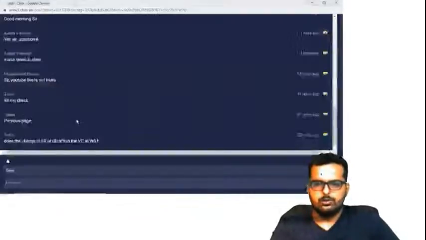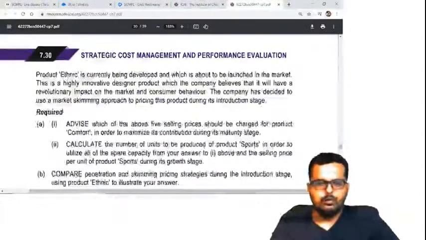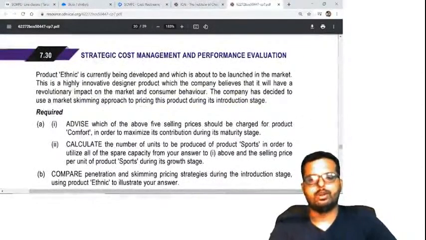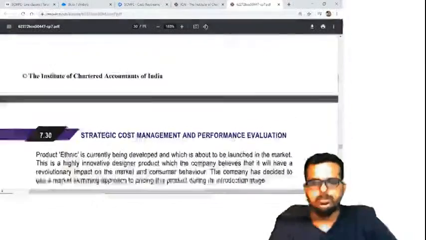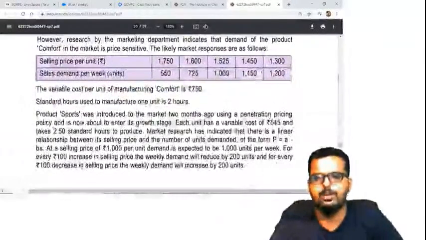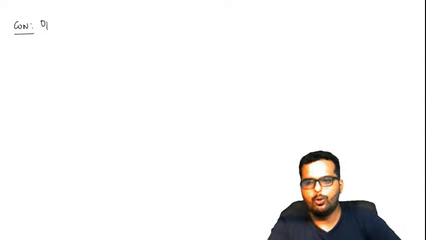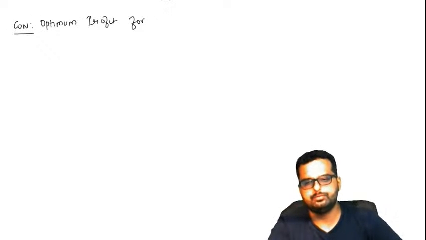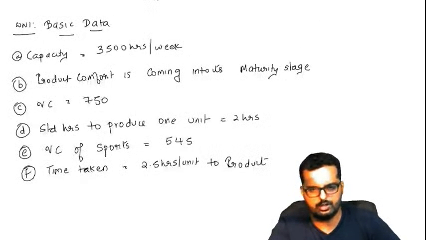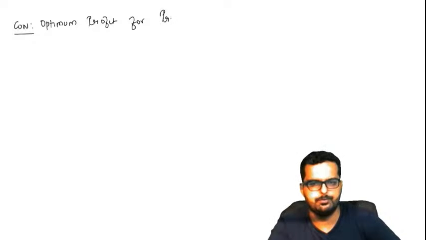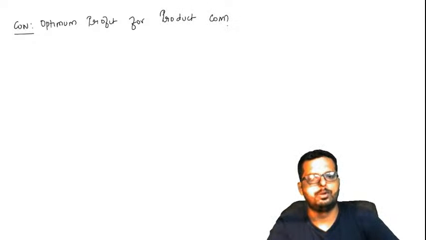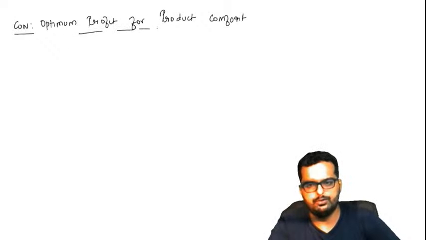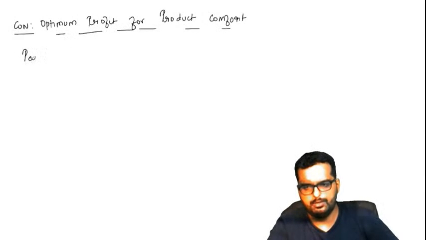Okay, now let's read through the requirements over here. Even before we read, advise on the selling price that should be charged for the product comfort to maximize the contribution during maturity stage. Friends, now here they have given so many selling prices, so much demand and variable cost. So I'll write down the next working note heading: Optimum profit for what product are we talking about? Product comfort. Optimum profit for product comfort. Okay, in this I'll draw a table, particulars.